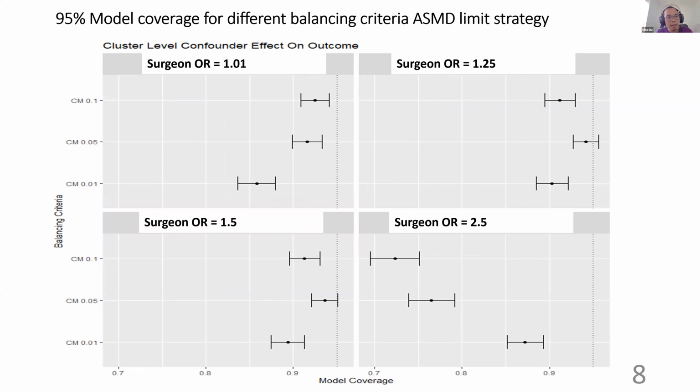Then these graphs are the 95% model coverage, which tell us a very similar story again. So for surgeon scenarios of 1.5 or less, having a balancing criteria of 0.1 or 0.05 gives you similar results, and 0.01 doesn't offer much improvement. But for surgeon effects of 2.5 or higher, 0.01 actually performed the best.